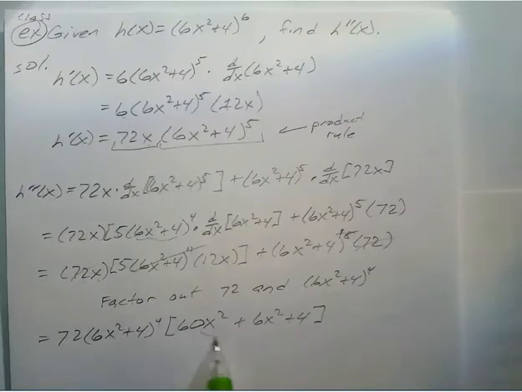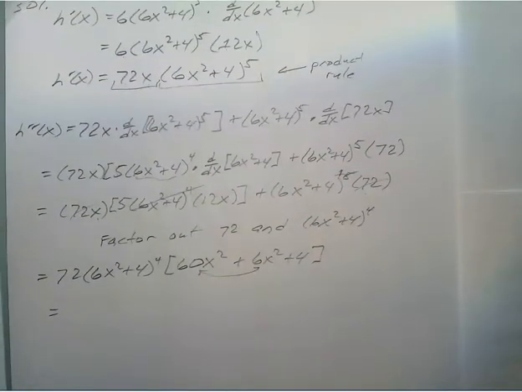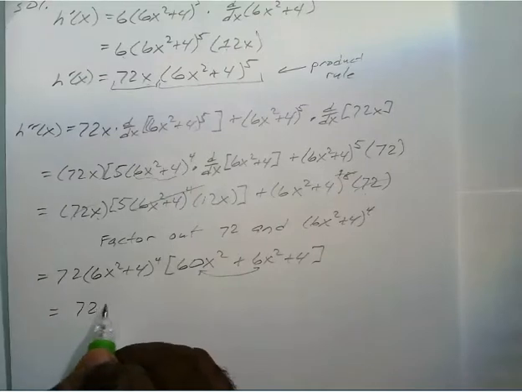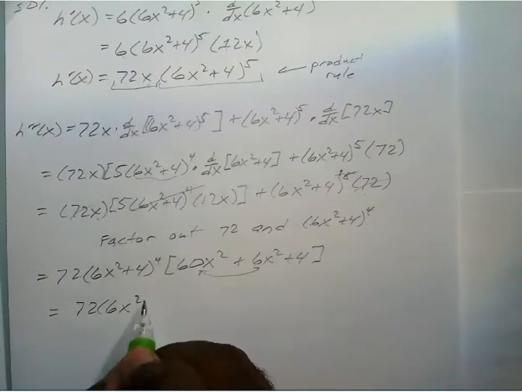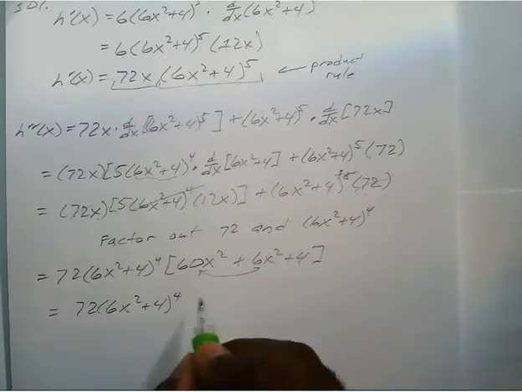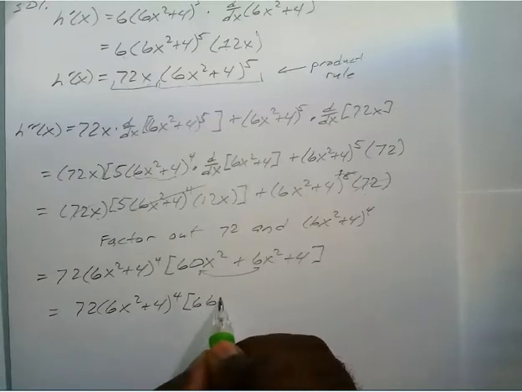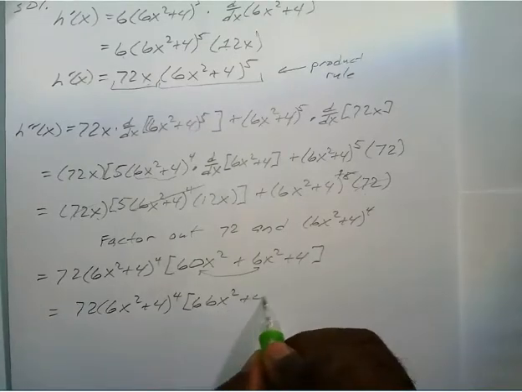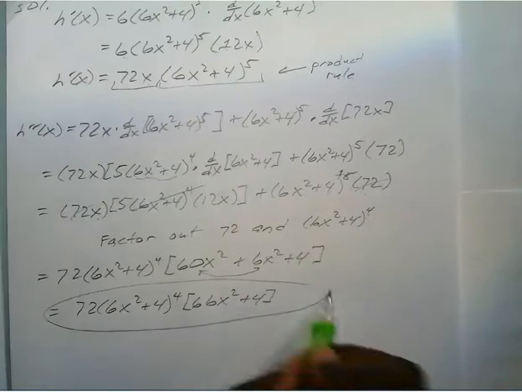Okay, so once we go ahead and combine those two terms, we end up with 72 times 6x squared plus 4 to the 4th power times 66x squared plus 4 as our second derivative.